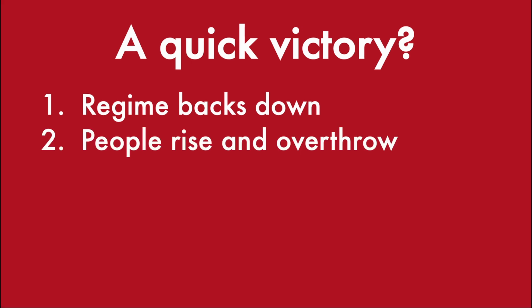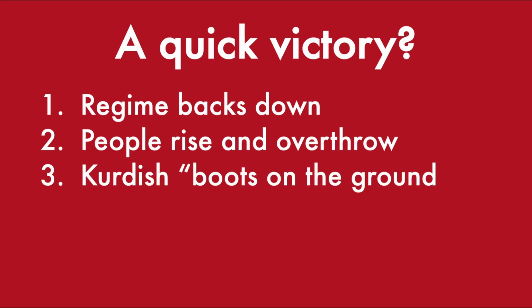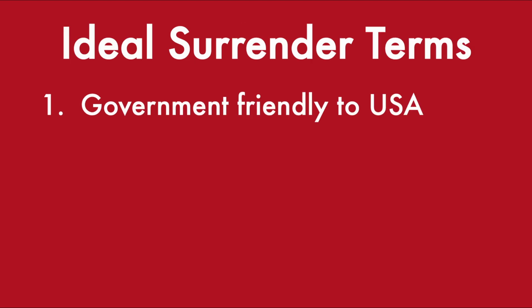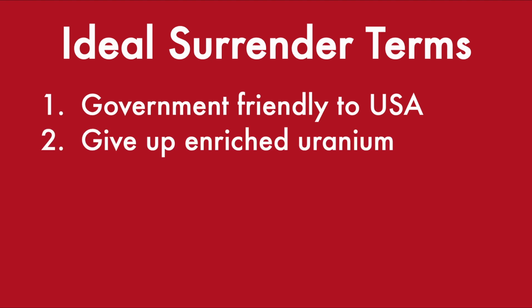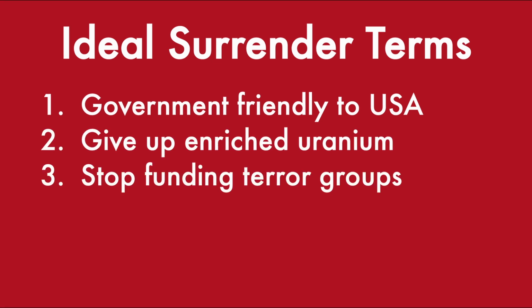Or perhaps the Iranian people would rise again as they had in January before that protest was violently put down. Or perhaps the Kurds would rise up, giving the USA the boots on the ground needed for regime change. Any one of these could have helped Trump with the quick victory he sought. He hoped to then dictate that Iran would 1. Have a U.S.-friendly government afterwards, 2. Give up its nuclear material, and 3. Stop funding terror groups like Hamas and Hezbollah that threaten Israel.